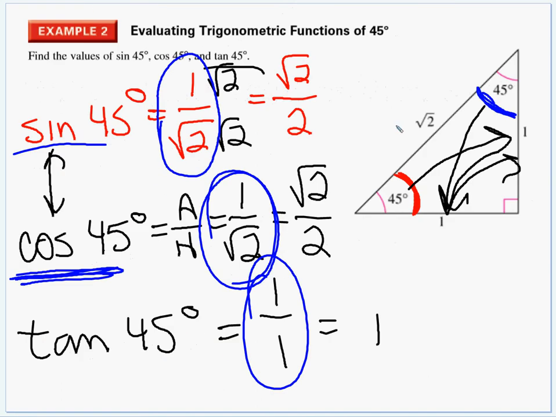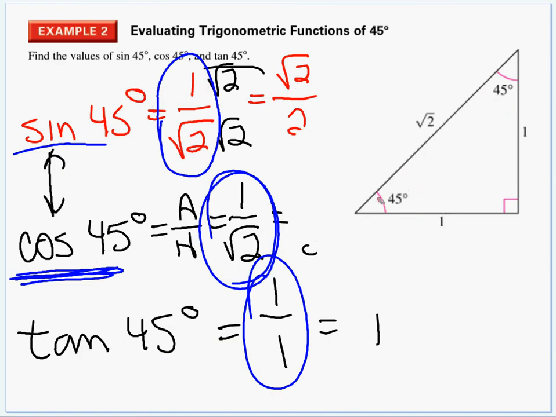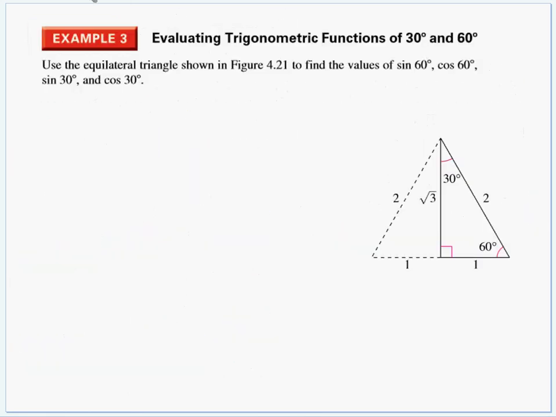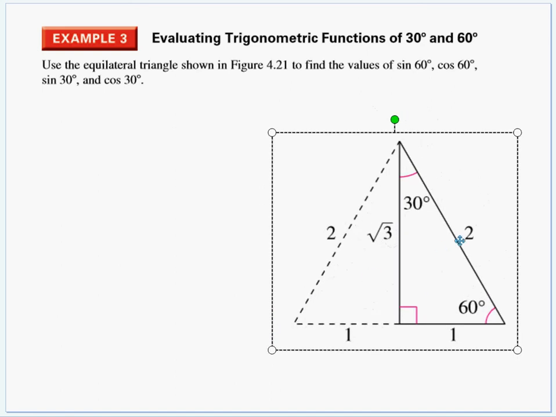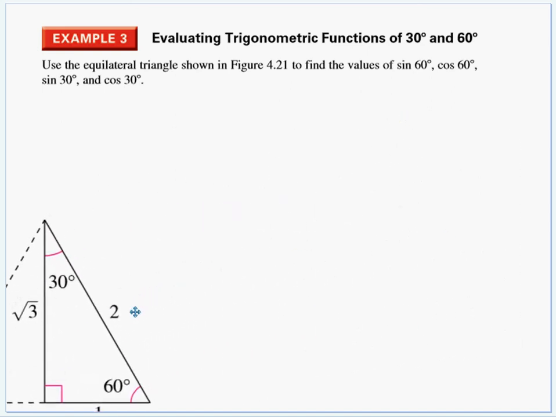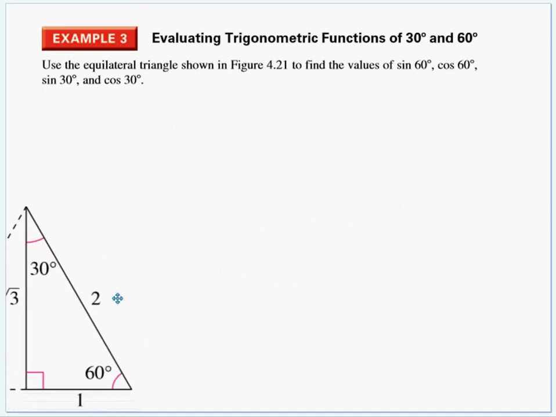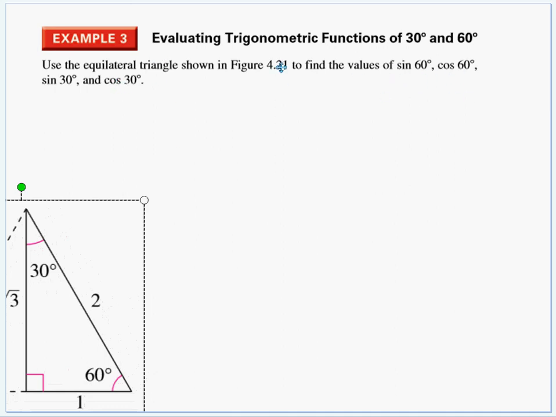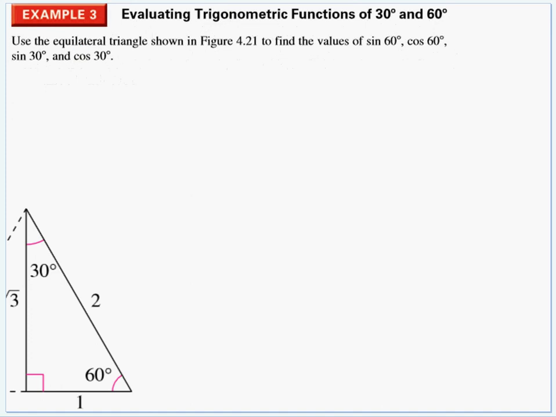Back here, we did a special triangle from geometry, a 45, 45, 90 triangle. Here's the other special triangle from geometry, a 30, 60, 90. So I'm just going to move this sort of down here so it doesn't take up too much room. It wants us to find sine and cos of 30 and the sine and cos of 60. So the sine of 30, cos of 30.